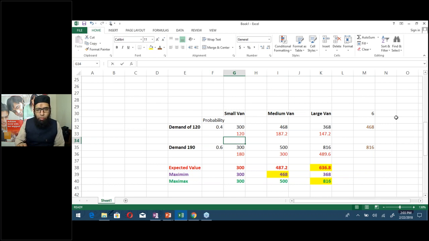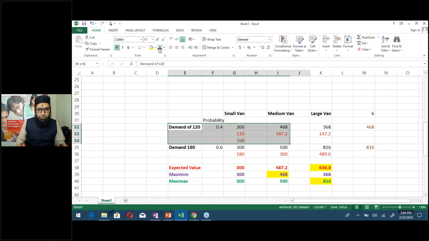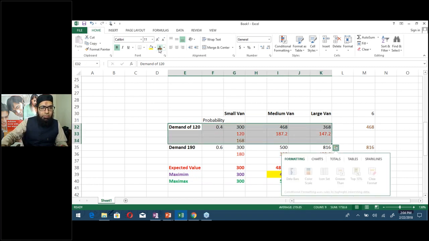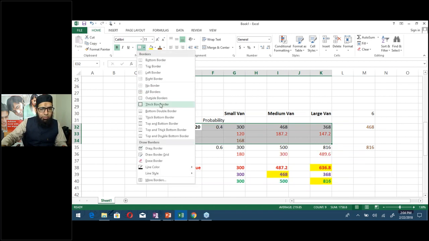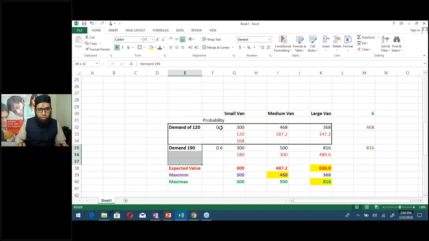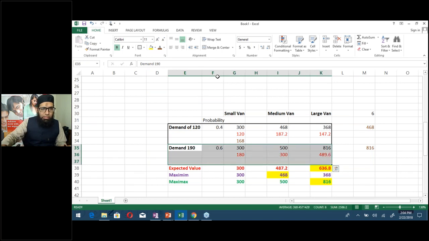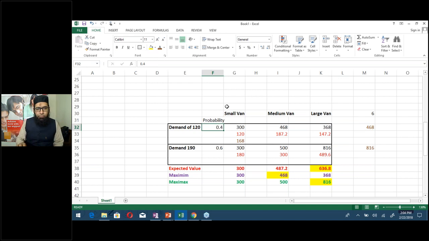So for small van, it will be 468 minus 300. So it's 168. So this 168 will be regret. Let me put a line between these two so that you can clearly distinguish the two values. So this 168 will be regret. I will write it down. Regret.